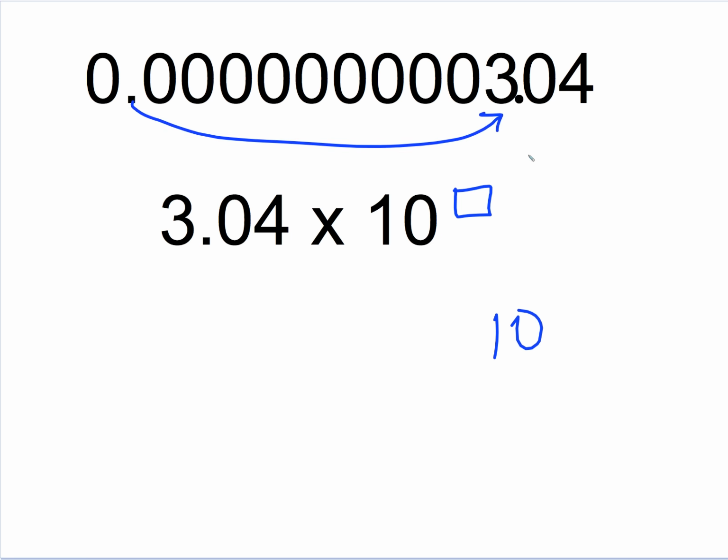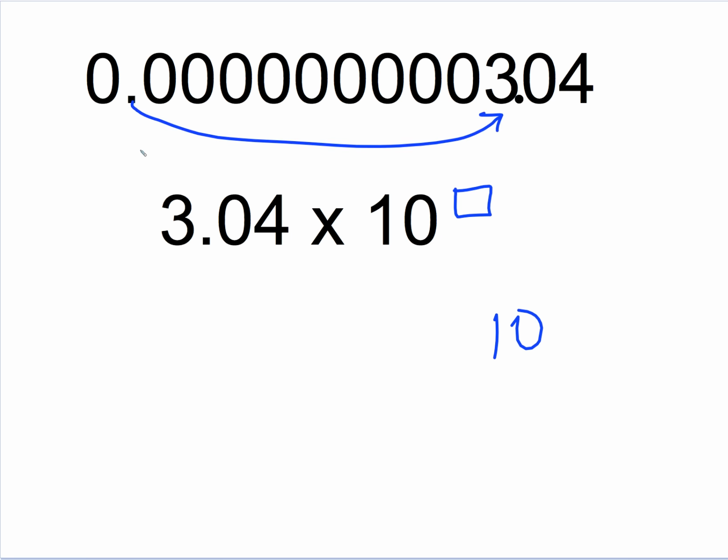The next part is always the same. It's just times 10, but now we need to figure out the exponent, so we need to start counting. So here's where we started. We want to get to our new decimal point, so here we go. 1, 2, 3, 4, 5, 6, 7, 8, 9, 10. 10 places to move from our old decimal point to our new one.